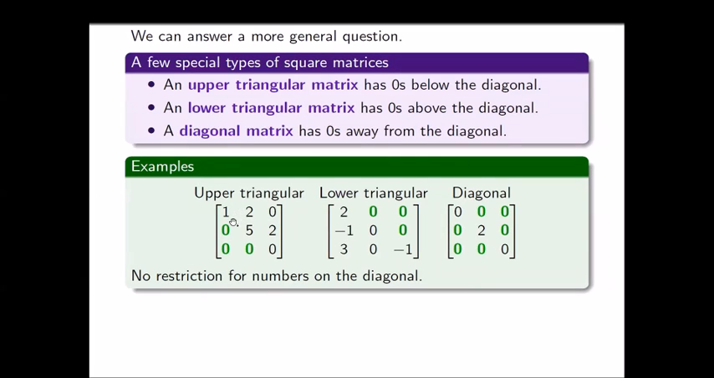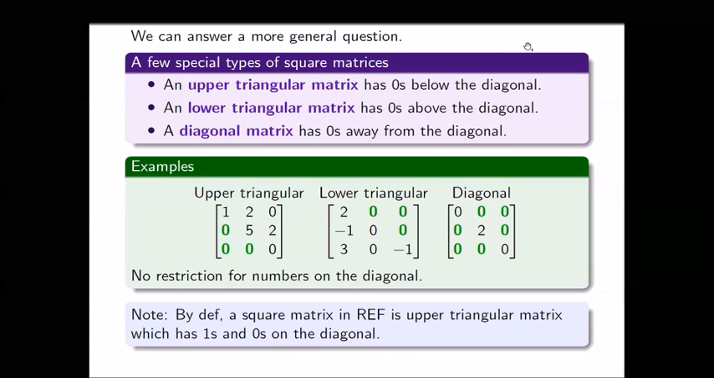So in the first one, every term below the diagonal is zero. So this is upper triangular. In the second matrix, every term above the diagonal is zero. So this is lower triangular. And in the third matrix, every term apart from the diagonal is zero, and therefore, this is the diagonal matrix. We usually do not put any restriction for numbers in the diagonal. They could be zero, they could be non-zero.